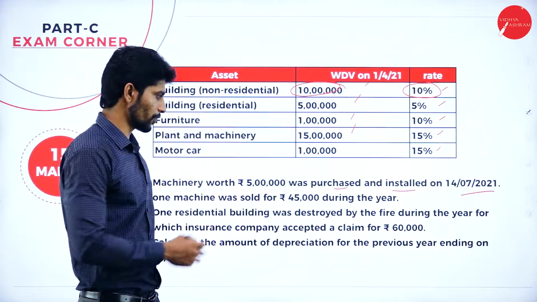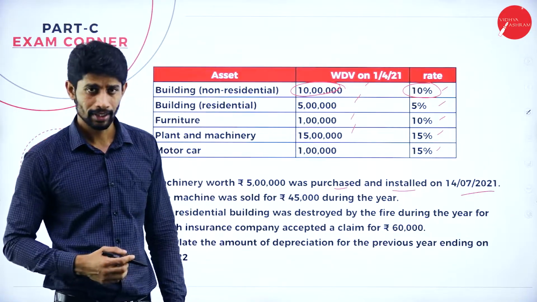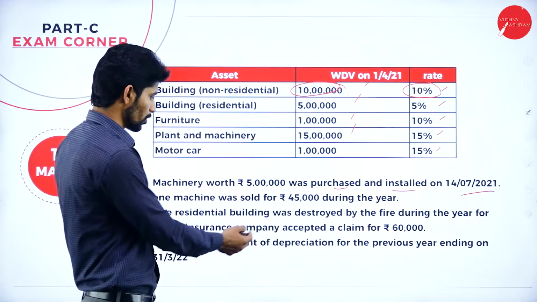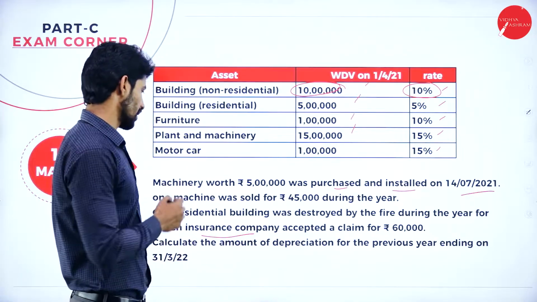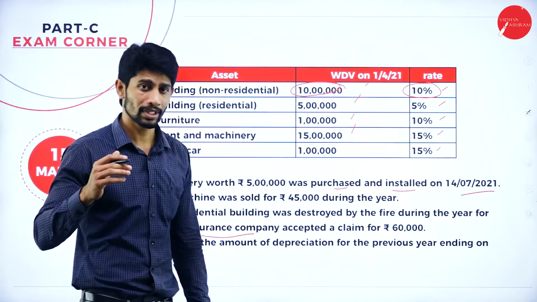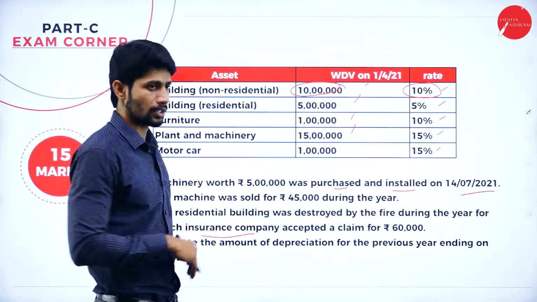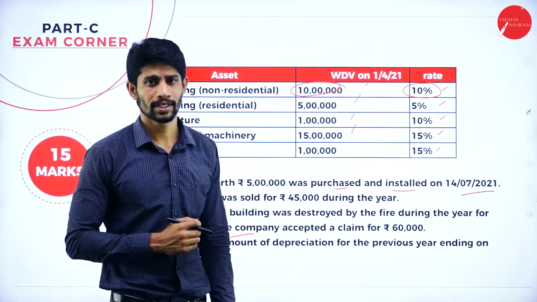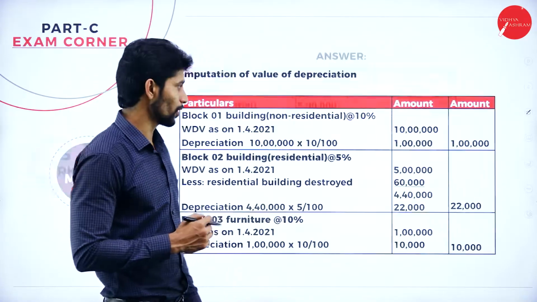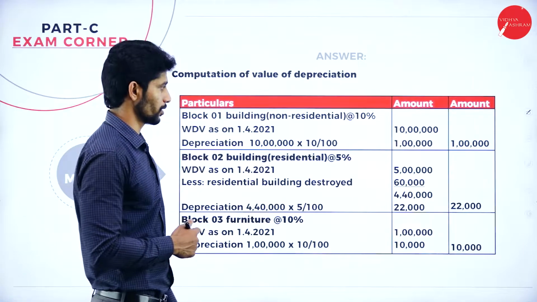One residential building was destroyed by the fire during the year, for which insurance company accepted a claim for rupees 60,000, and calculate the amount of depreciation for the previous year ending 31st March 2022. So by using this information, we are supposed to find out the value of depreciation. So let us move on how to find out the depreciation.